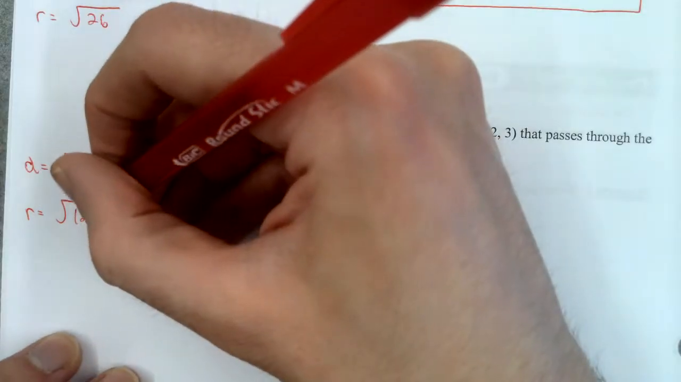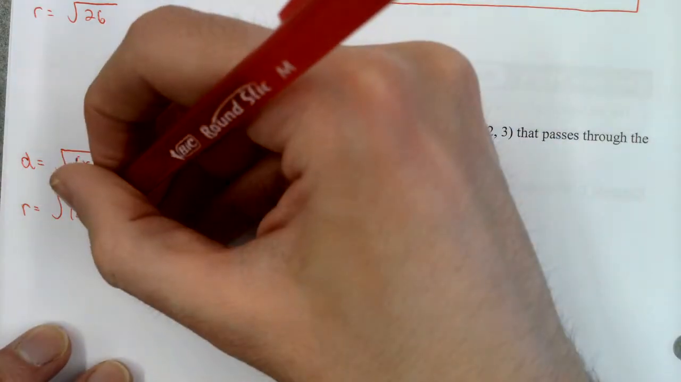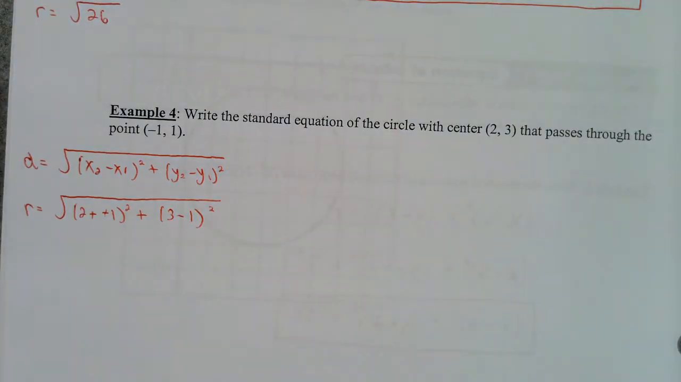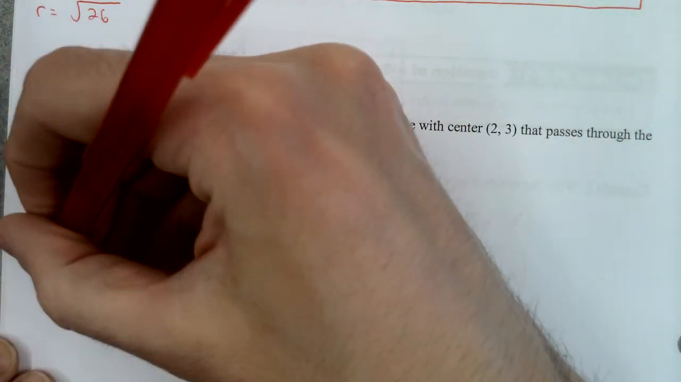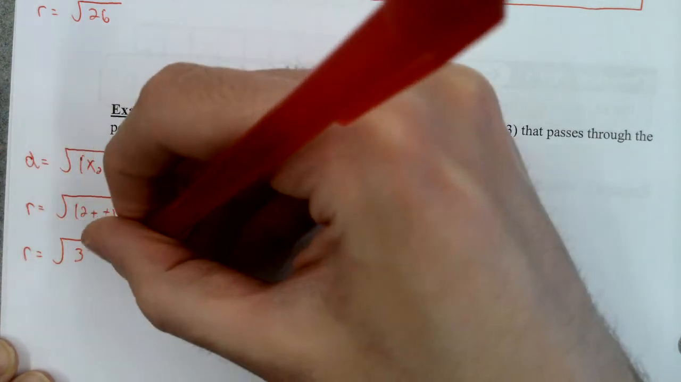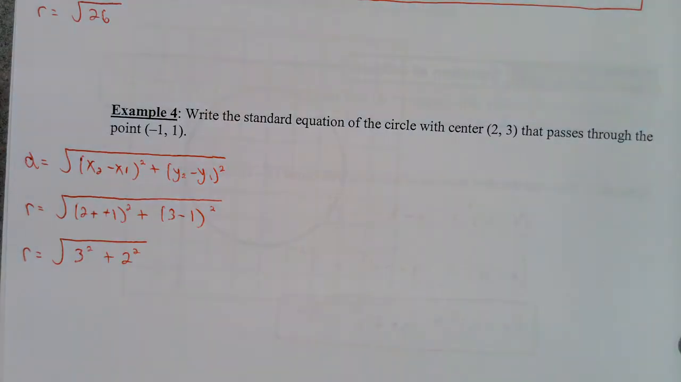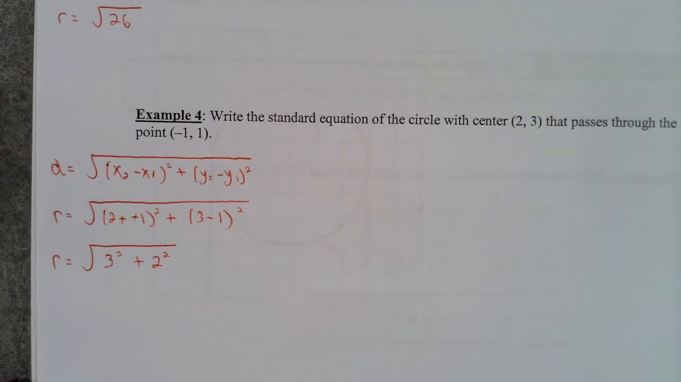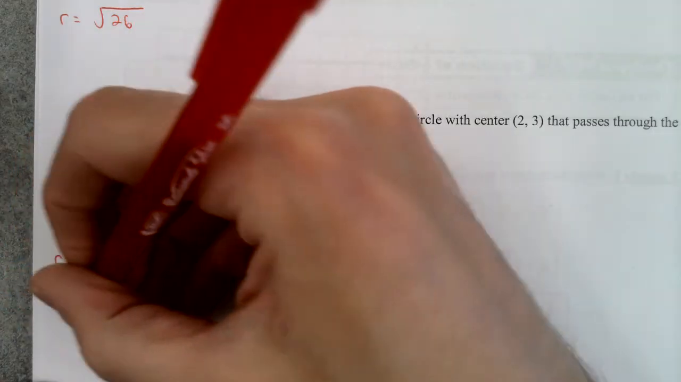You can make this plus a positive. So it'll be 3 squared plus 2 squared. That's 9 plus 4, which is 13.